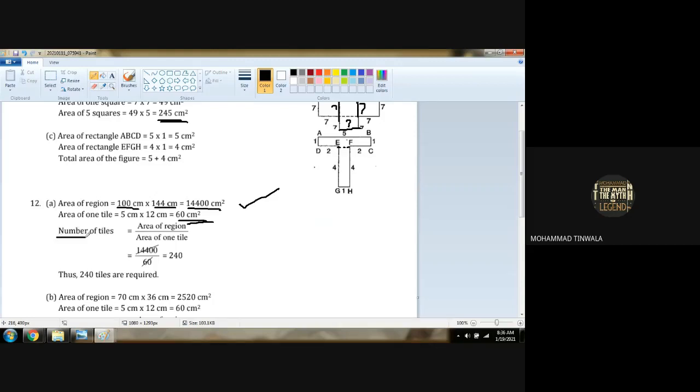Now what we have to do is find the number of tiles required. So how can we find the number of tiles required? Area of region divided by area of one tile. So the area of region is 14,400 square divided by 60. So the total is 240 tiles required. Therefore, 240 tiles are required. Any doubt with this sum?